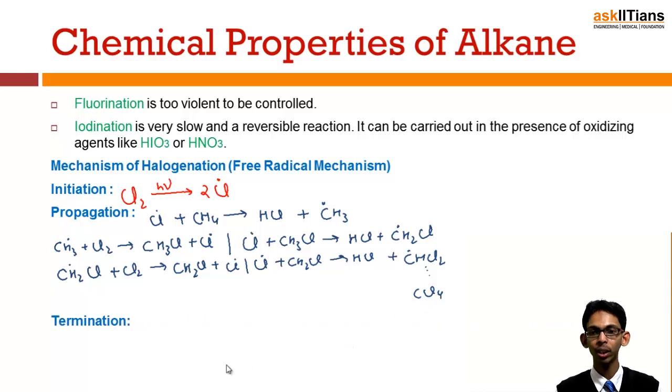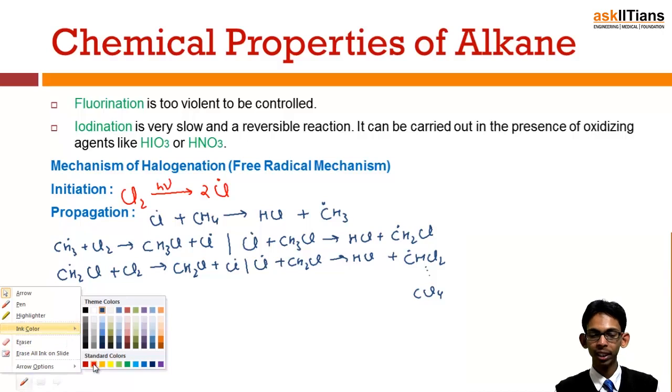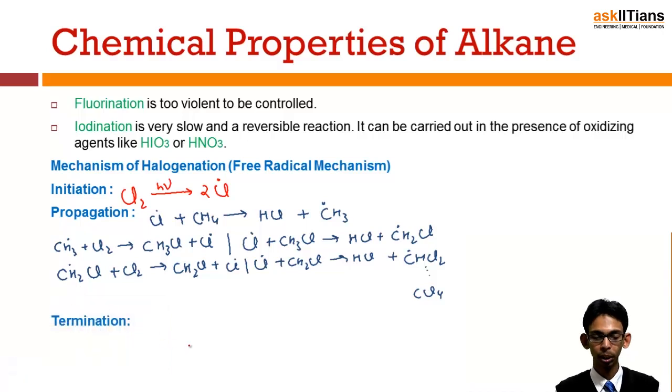Now the question comes, how does the reaction stop? This reaction can stop only when these free radicals get used up and are not free for the reaction. So it can terminate in one of the following ways: the chlorine free radicals which are formed encounter each other and react to form chlorine. So they are used up, they are not available for further reaction.